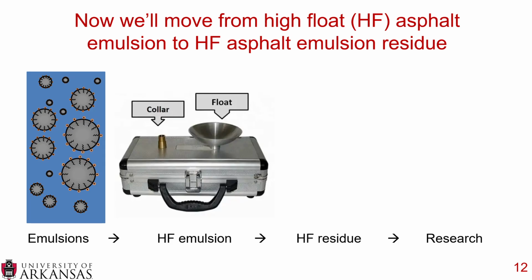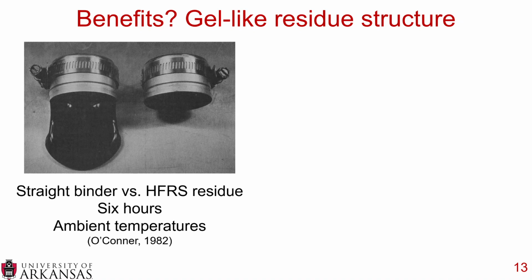Now let's talk about the residue. A lot of conversations around high float talk about the residue, and specifically it's because one of the benefits of high float emulsions, according to the literature, is it has a gel-like residue structure. Now what on earth does that mean? Well, let's take a look at 2 tins of asphalt emulsion residue.